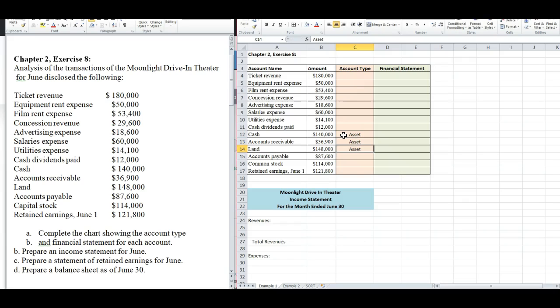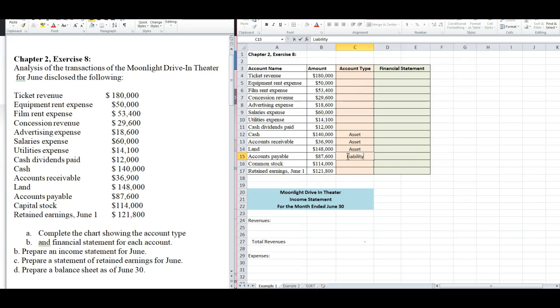The next thing we need to look for is liabilities. How do we distinguish liabilities? Most often they end in the word payable. So we will look through the list and see if we see anything that has payable in it, and there we do. Accounts payable. That is the only one, so that's going to be my liability.